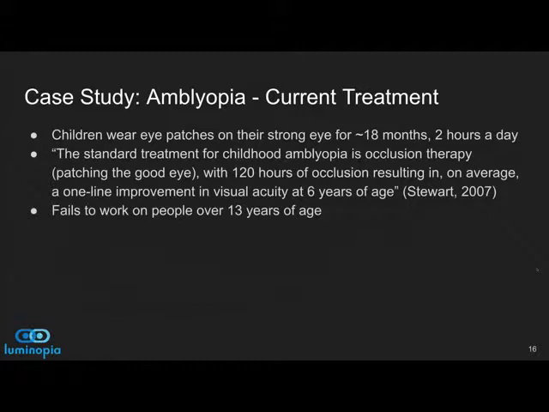And to explain a stat that I will be comparing against in the next slide, about 120 hours of wearing an eye patch results in a single line of visual acuity improvement. And I'll come back to that. But one of the more important things about eye patching is that it doesn't work at all in people over 13 years of age. And in a lot of people, it doesn't even work if they're over 8 years of age. So there's a very strict cutoff for eye patching because it's not a very effective treatment.